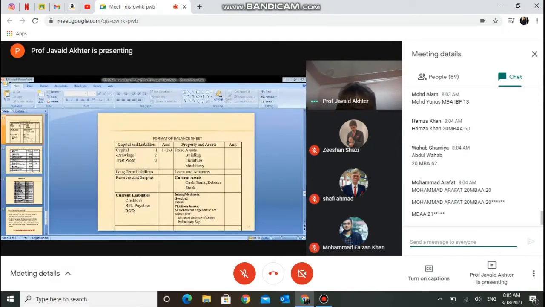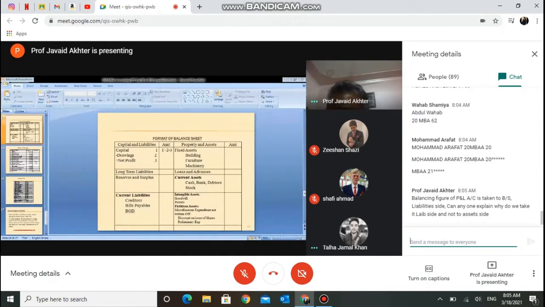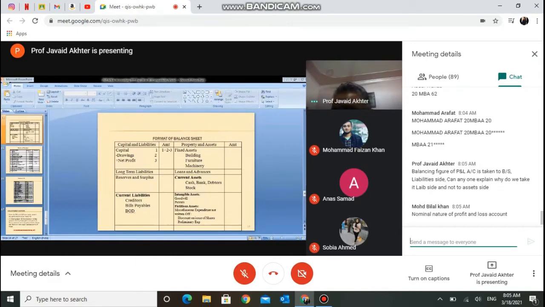Can you see the statement on the chat box? Yes, you can read it twice; I am also reading loudly. Balancing figure of the profit and loss account is taken to the balance sheet. Whatever is the balance in the profit and loss account, it would be either a profit or a loss, and whatever it is, it is taken to the liability side. Nominal nature of profit and loss account. Before you start answering, let us discuss, and then I'll ask you what to do.